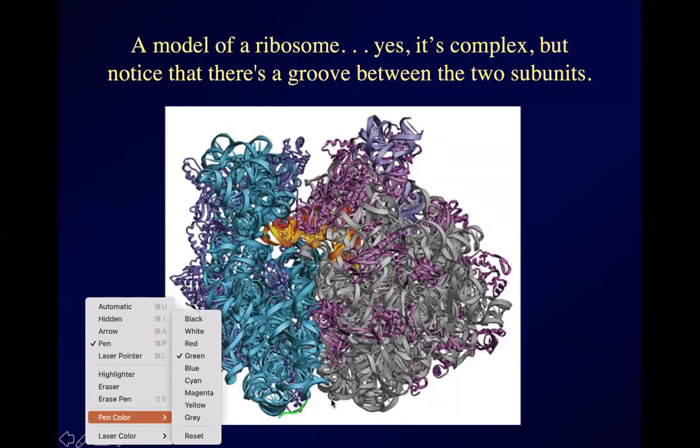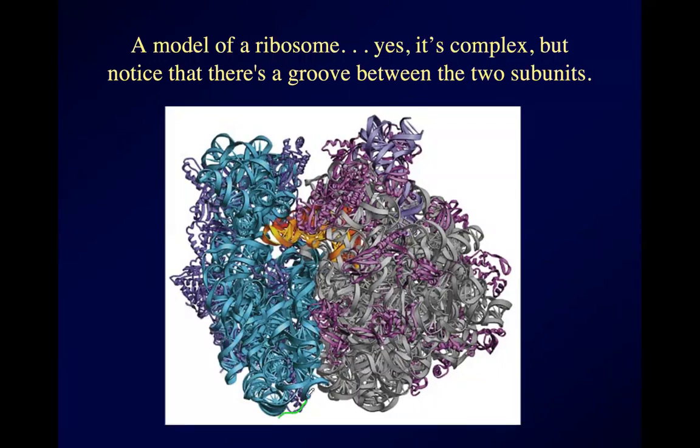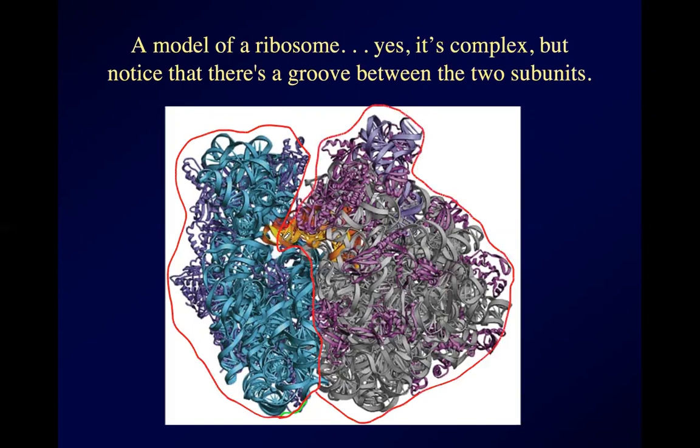Let me circle them. One is this blob of proteins and structural RNAs that's over here. This. And the other subunit is this blob of proteins and structural RNAs that's over here. This. And you will notice that in between the two, there is a handy groove.